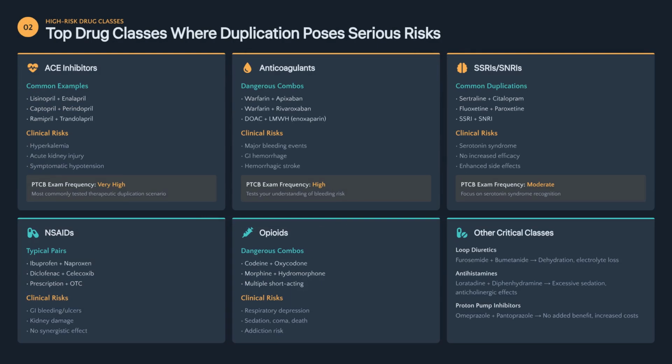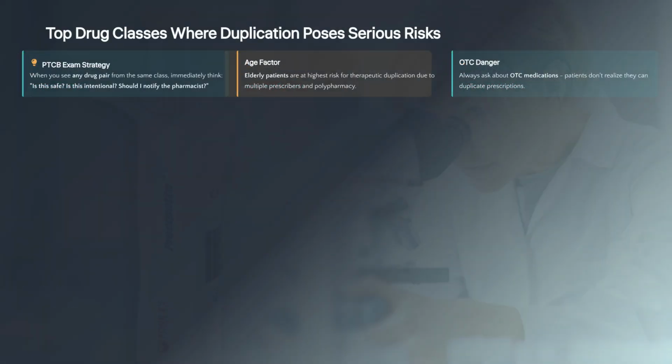We focus on high-risk drug classes. ACE inhibitors and anticoagulants pose very high risks, like hyperkalemia and major bleeding. SSRIs carry the risk of serotonin syndrome, and NSAIDs risk GI bleeding. Remember 3 key strategies. When you see any drug pair from the same class, always question if it's safe. Elderly patients are at the highest risk. Always ask about over-the-counter or OTC medications.